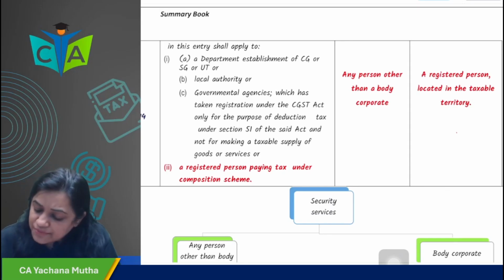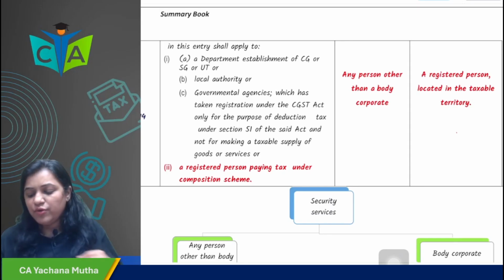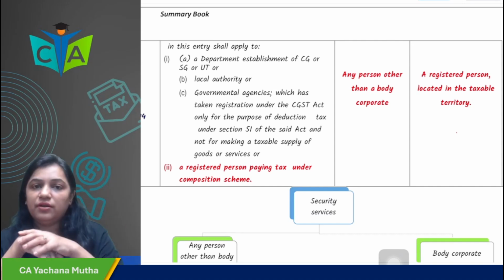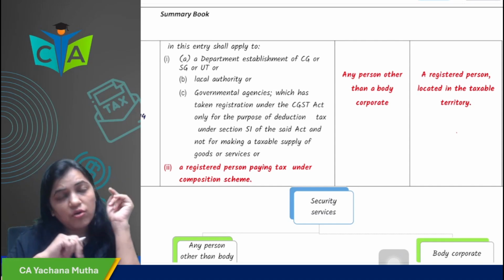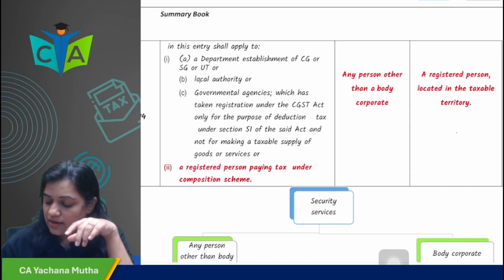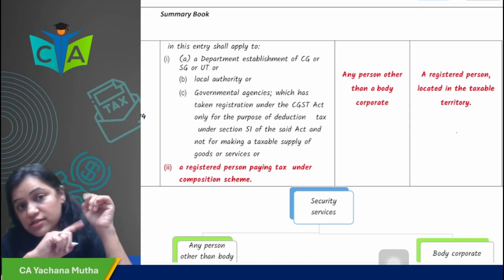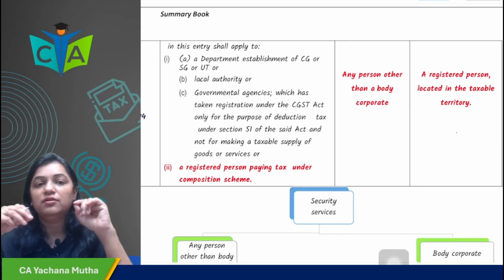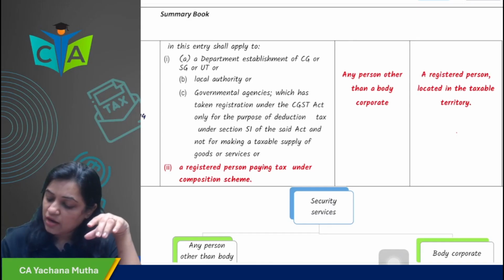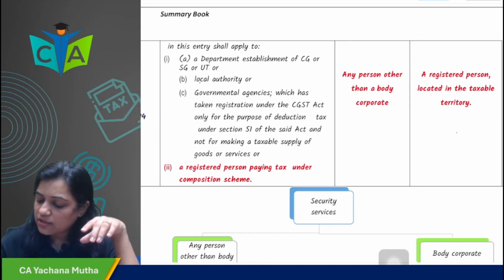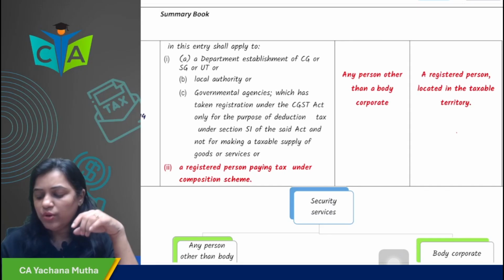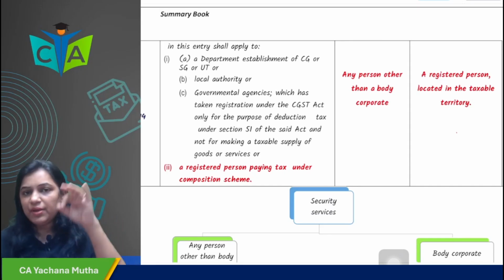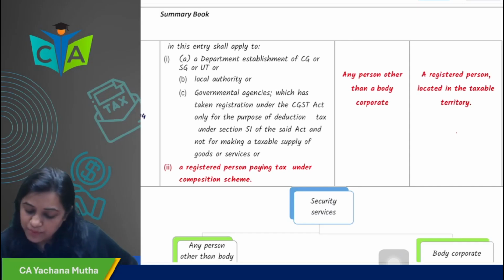What is that? Who is the supplier of service? Any person located in non-taxable territory. Who is the recipient? Any person located in taxable territory other than NTOR. So who will pay the tax? Any person located in taxable territory other than NTOR will be paying the tax. I hope it is clear.